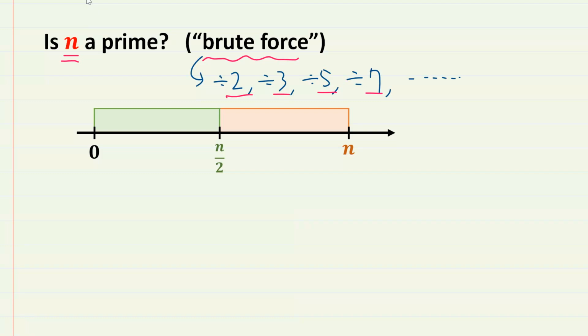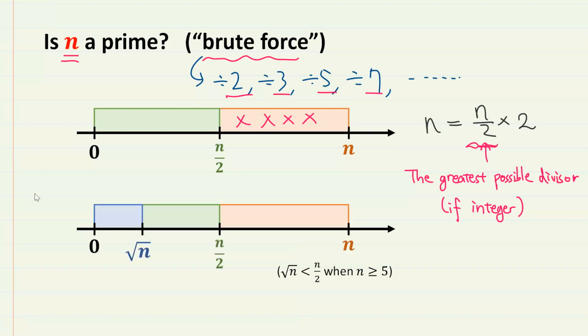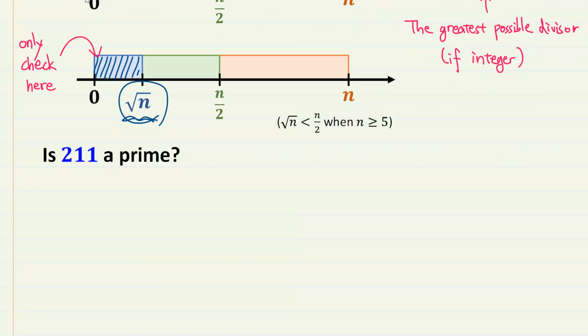When doing so, obviously you don't have to check prime numbers that are greater than n over 2, because the greatest possible divisor for any natural number n cannot exceed n over 2. But the theorem we have just proved set a much smaller number, square root of n, as an upper boundary. That is, we only need to check for prime numbers that are less than or equal to square root of n. For example, let us find out whether 211 is a prime or not.